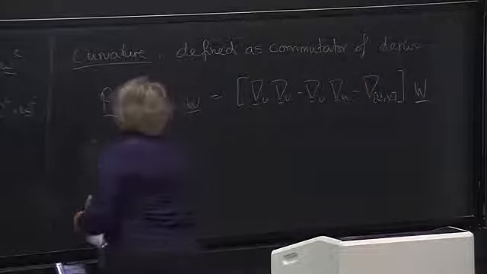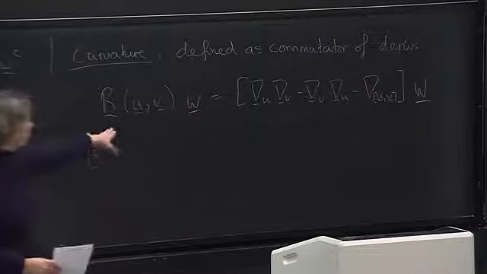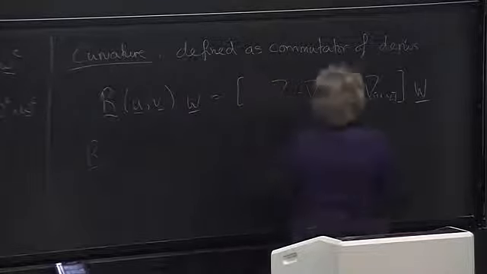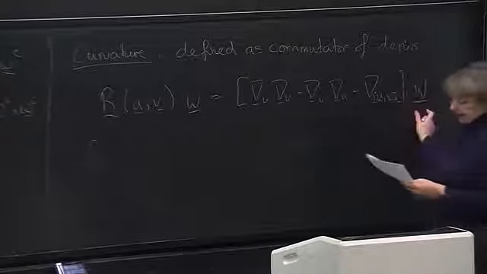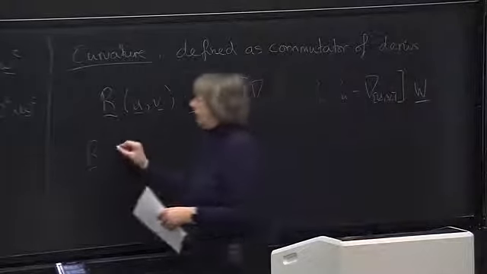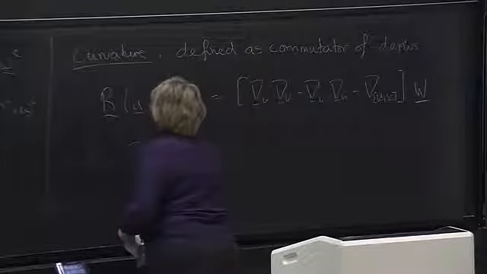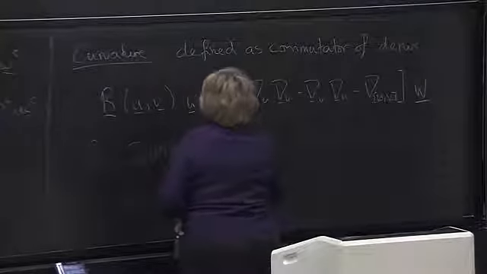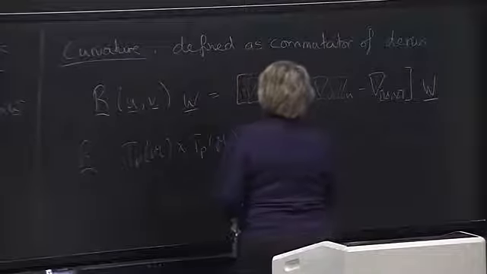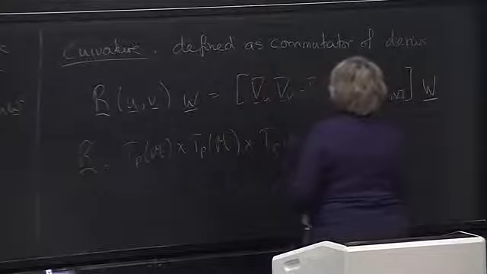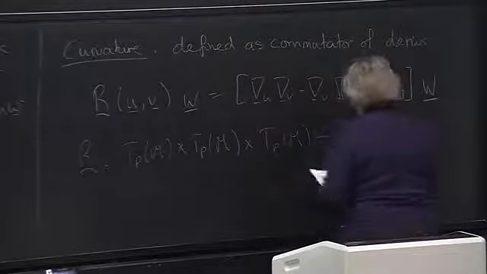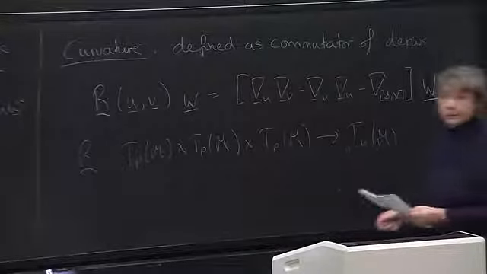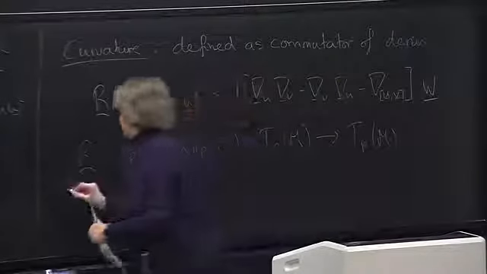And R, if you see what it's doing, it's taking three vectors and giving you a vector in the end. So it's a map from three copies of the tangent space into the tangent space. That's what it does. Physically, it tells us about tidal forces.